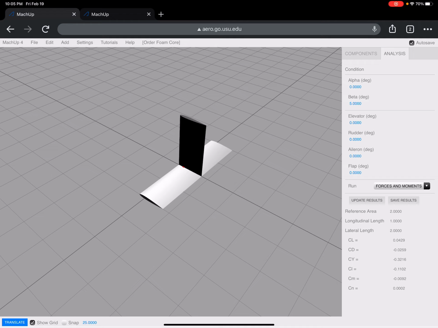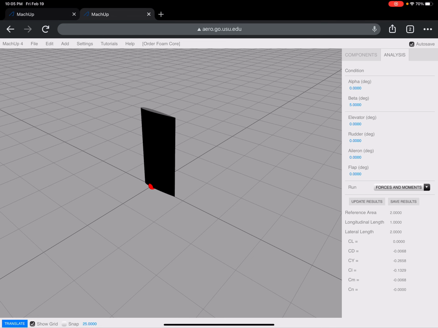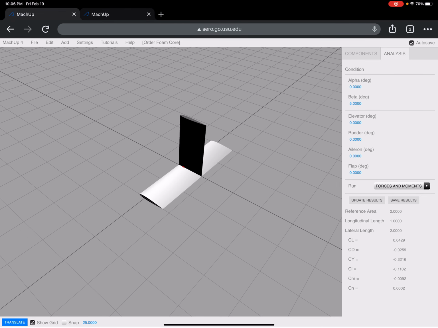The drag we're not too concerned about. The side force, we're getting minus 0.3216. That's actually a little bit more side force. Remember, side force is positive to the right. And so this is a left force, which makes sense because beta is positive from the right. And so we're getting lift in the left direction here, but we're getting a larger side force on this configuration here with the horizontal tail.